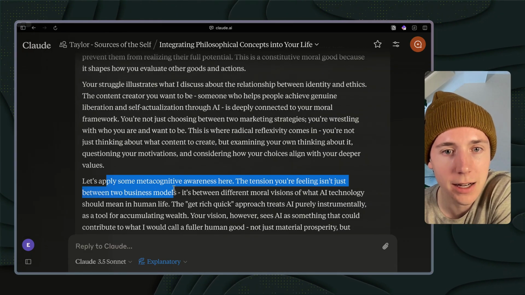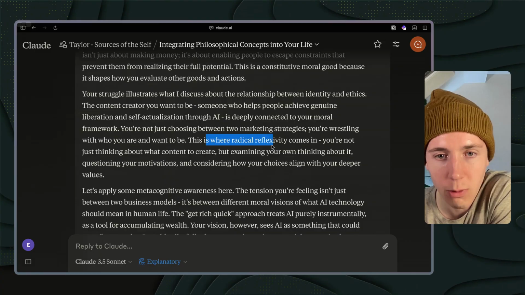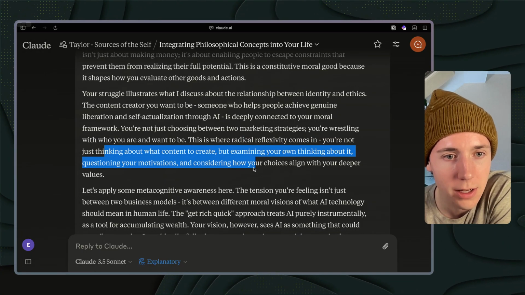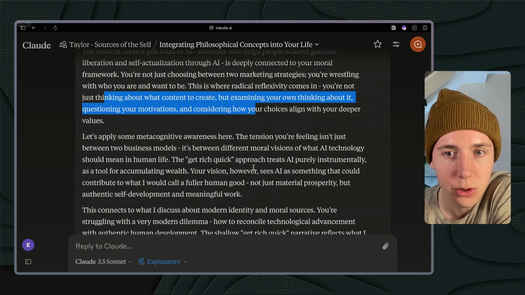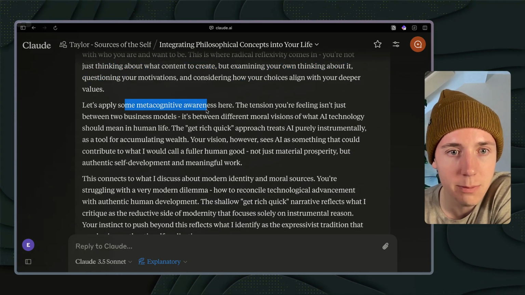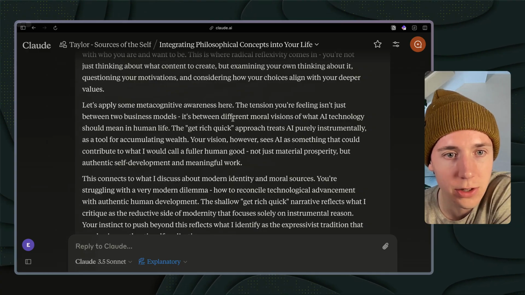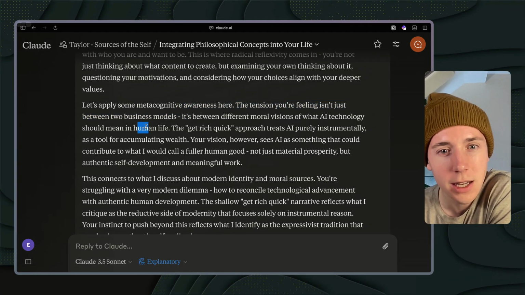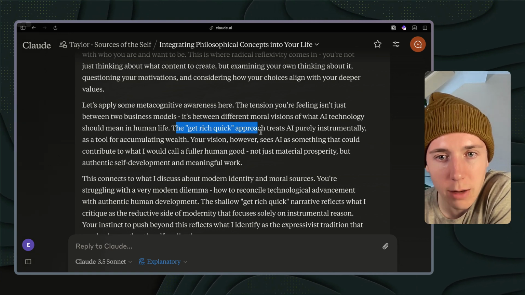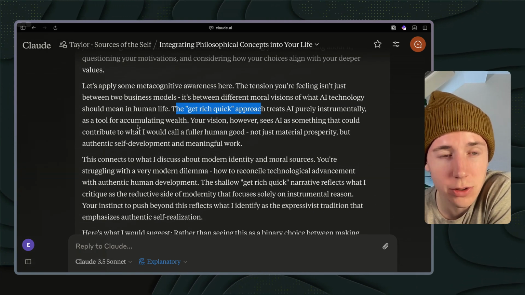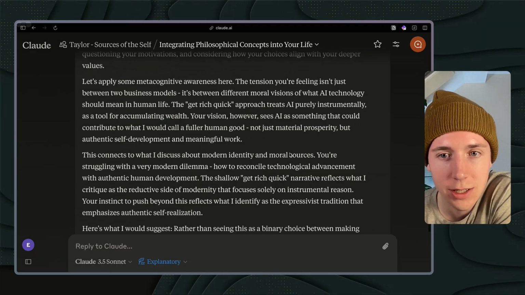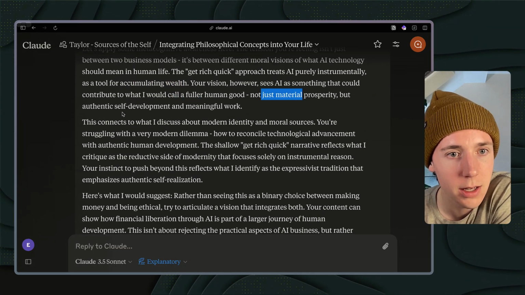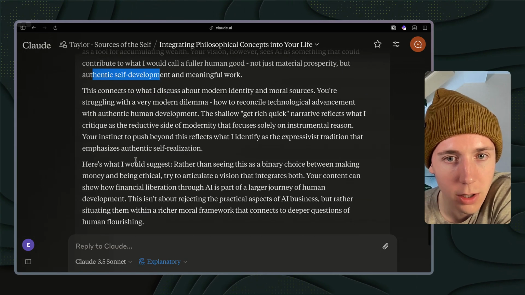Let's apply some metacognitive awareness here. This is where radical reflexivity comes in. You're not just thinking about what content to create, but examining your own thinking about it, questioning your motivations, considering how your choices align with your deeper values. This is metacognitive awareness. The tension you're feeling isn't just between two business models, it's between two moral visions of what AI technology should mean in human life. The get-rich-quick approach treats AI purely instrumentally as a tool for accumulating wealth. Your vision sees AI as something that could contribute to what I call a fuller human good, not just material prosperity, but also authentic self-development and meaningful work.